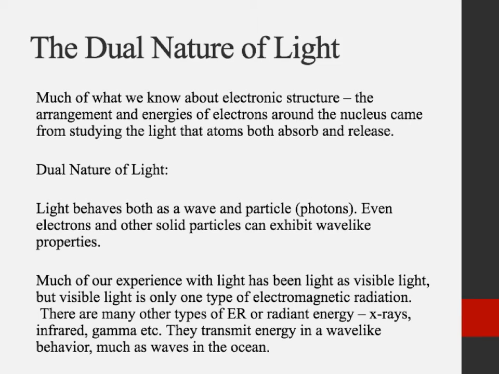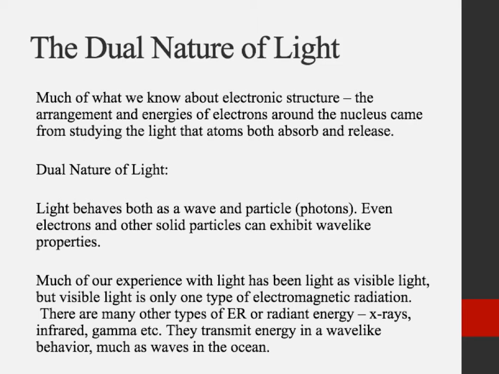So we're going to start to talk about the dual nature of light. Much of what we know about electronic structure, meaning the arrangement and energies of electrons around the nucleus, came from studying the light that atoms both absorb and release. Light behaves as both a wave and a particle, and when we refer to it as a particle, we refer to it as photons, or packets of energy. Even electrons and other solid particles can exhibit wave-like properties.